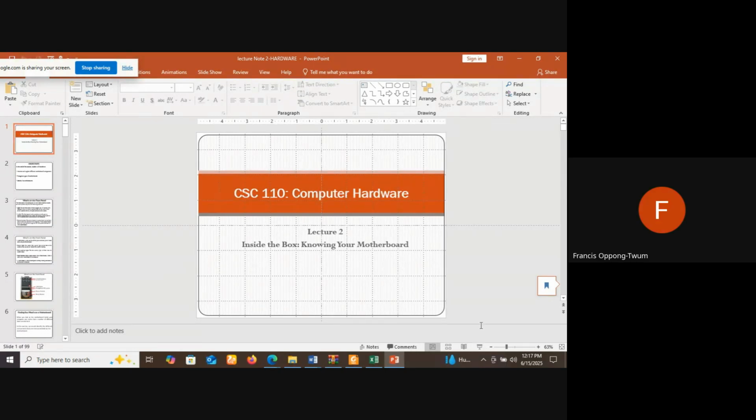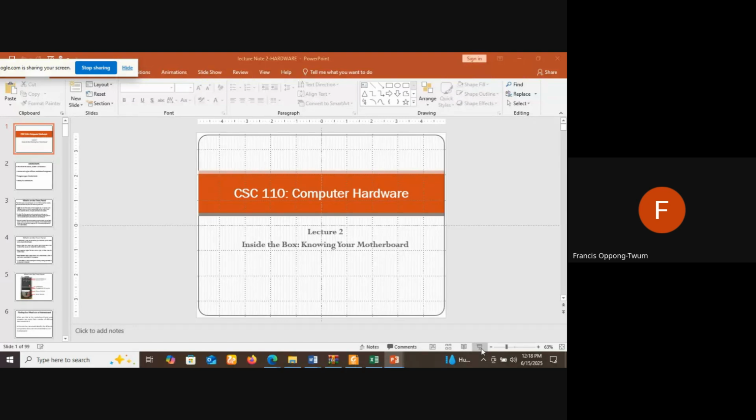Today we are going to take one of the components, and the one that we are going to discuss is the motherboard. That's trying to know what your motherboard entails. So without wasting my time, let's see.